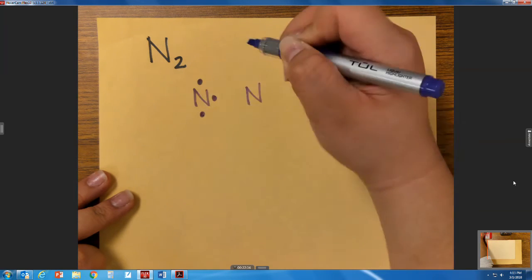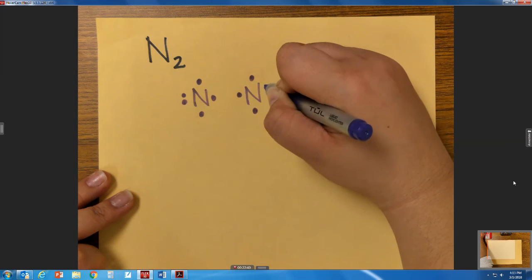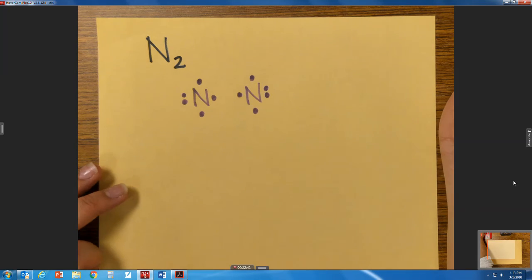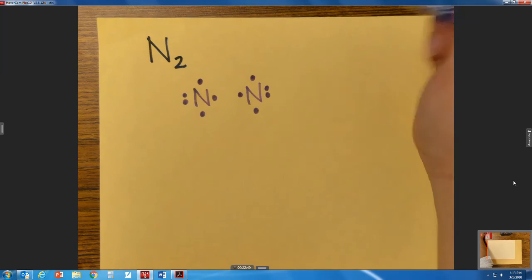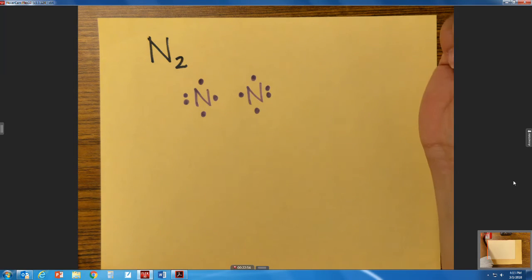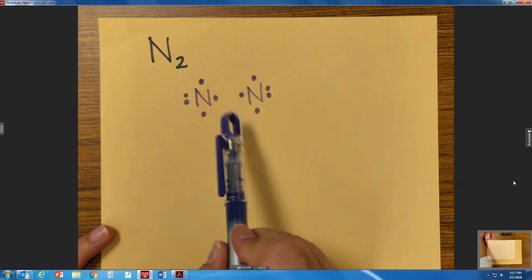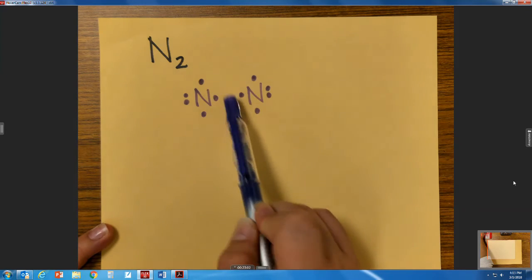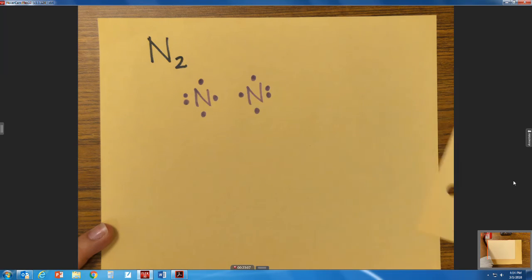1, 2, 3, 4, 5. Okay, I had one of my students ask me earlier, Miss Breeze, well, how do you know where to put your single electrons to make it easier to bond? Well, I always tell them, try your best to put your single valence electrons close to the center of the element.